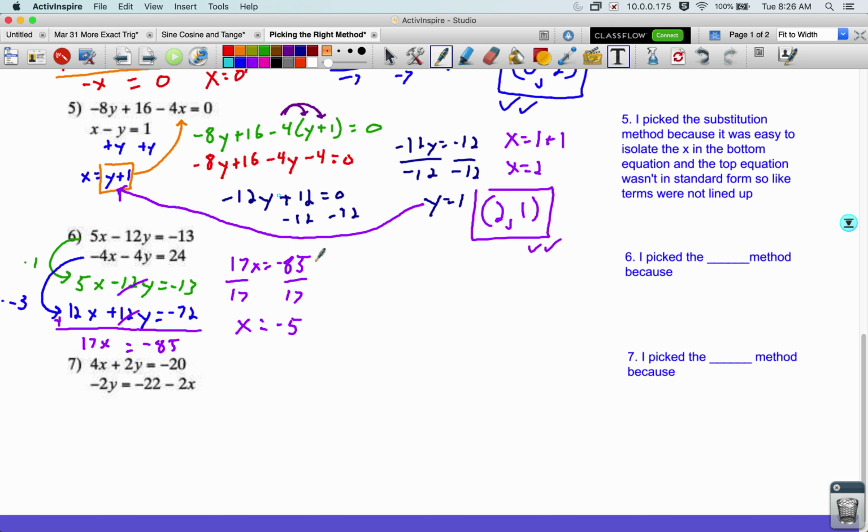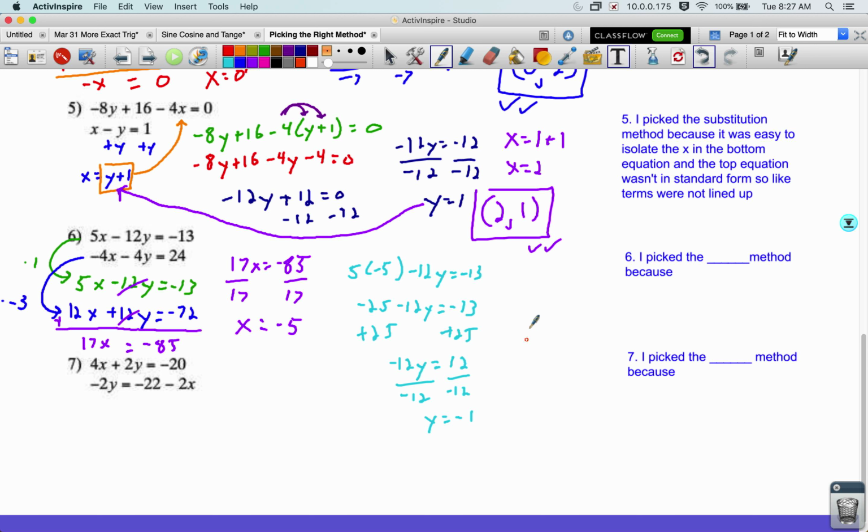Plug that back in. I'll pick the top equation. 5 times -5 minus 12y equals -13. Negative 25 minus 12y equals negative 13. Add 25. Negative 12y equals 12, divided by negative 12. I get y equals negative 1.